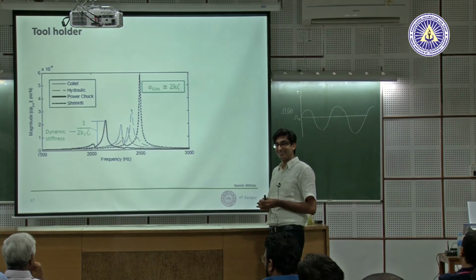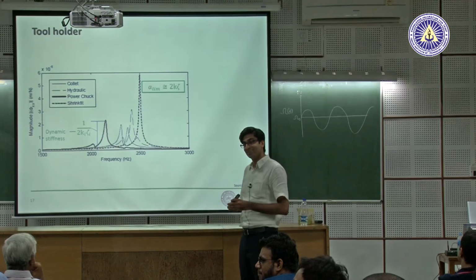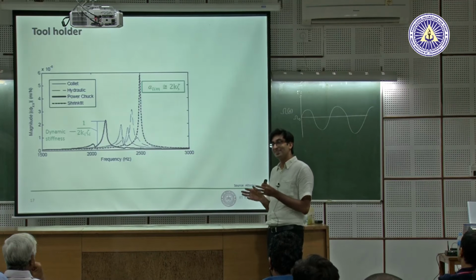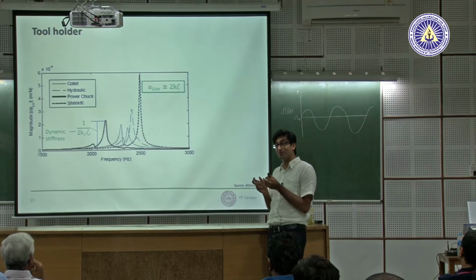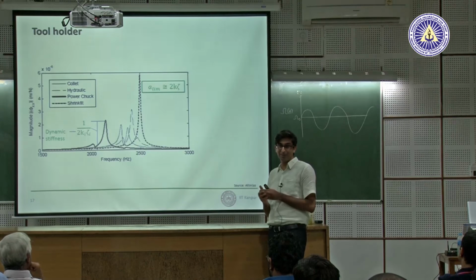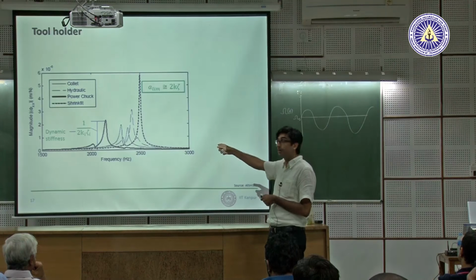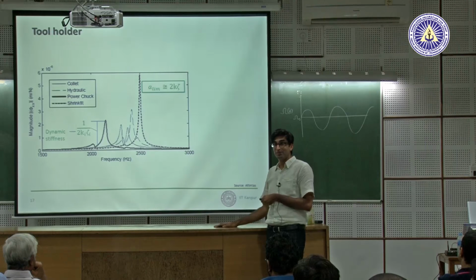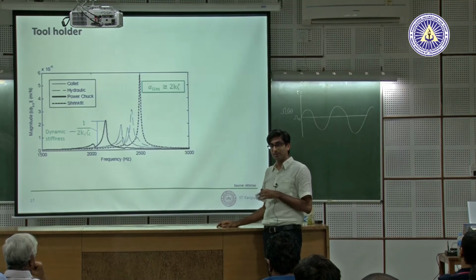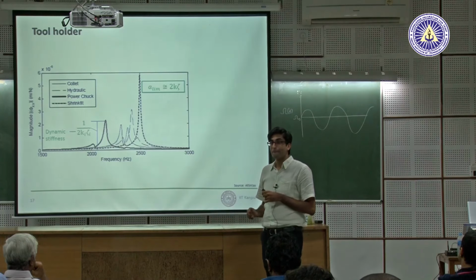I have some images that show this. No, this is measured data. Our point is you have to look at measurements. You can't just look at ideas that people have. People will tell you Power Chuck is better. Power Chuck is good actually. People will tell you Shrink Fit is the best. But it's just nonsense. It depends on the application. Sometimes you need Shrink Fit, in an end milling application.